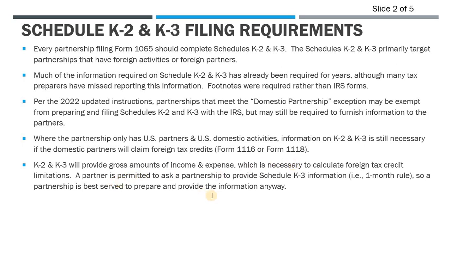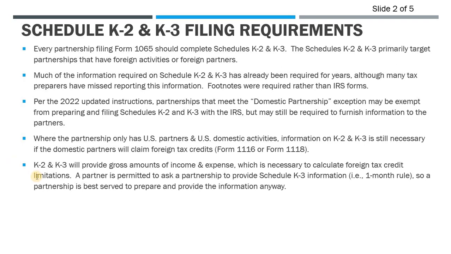Okay. Now, the partner, again, if you find yourself within this domestic partnership exception, you might not have to do K2 and K3, but there is in the instructions a rule that says a partner can ask the partnership to provide this Schedule K3 information, right? There's a 1 month notice rule. And so the partnership, if they get that notice, then they have to prepare this information and provide it to the partner. Again, this is why I think partnerships are best served to just go ahead and do this information anyway. It'll provide your partners with everything they need to complete their returns regardless of their circumstances, and so you should just go ahead and do it.